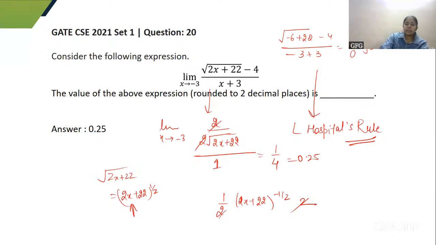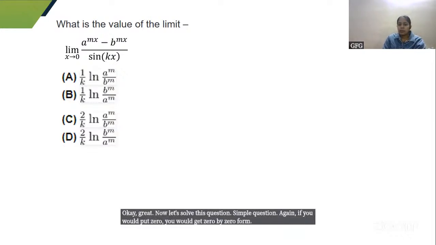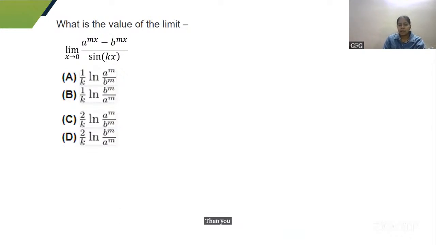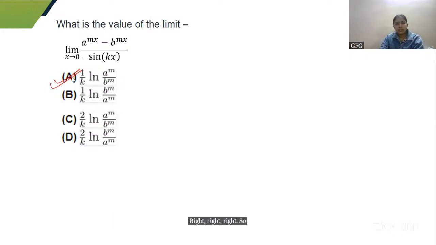Okay, great. Now let's solve this question. Simple question. Again, if you put 0, you would get 0 by 0 form. Then you have to apply L'Hopital's rule. So I assume that everyone gets the A option correct, right? So this is a simple problem. Just try it by yourself. Okay, let's try the next question.